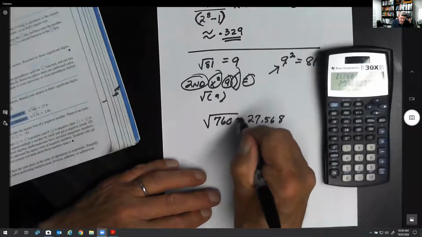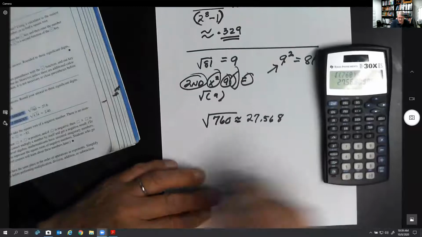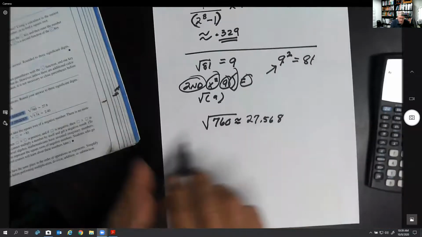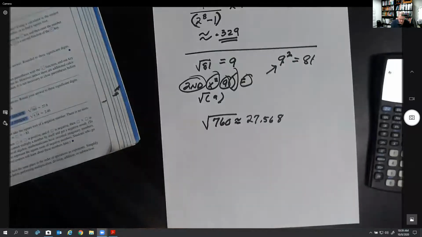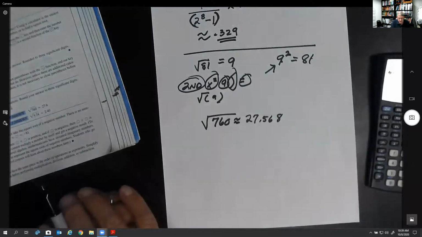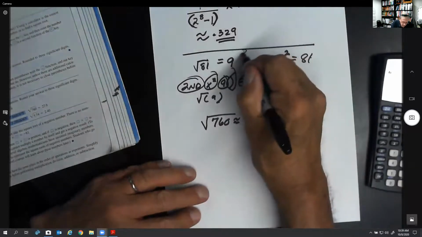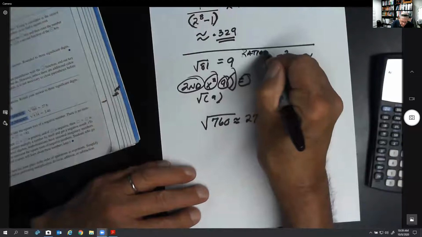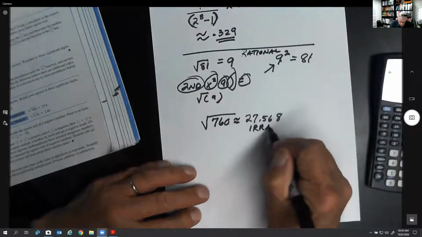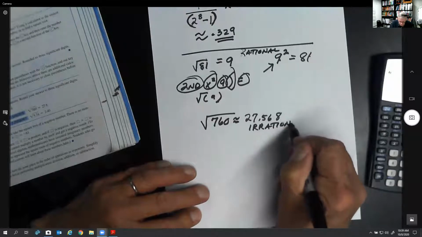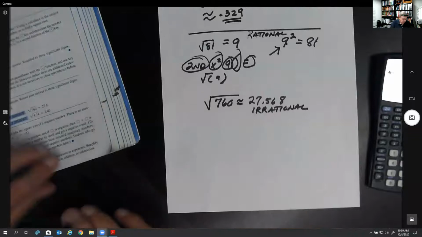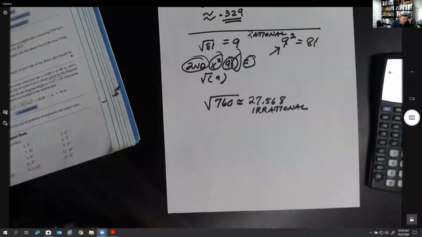Now, this is an approximate answer. It's not exact because it keeps on going. So when we take these kind of square roots, they're called irrational numbers because they're not exact. This is an exact answer. That's rational. Rational means it's exact. And irrational means it's approximate. But we still can get a pretty good answer out. Pretty hard to do in your head.